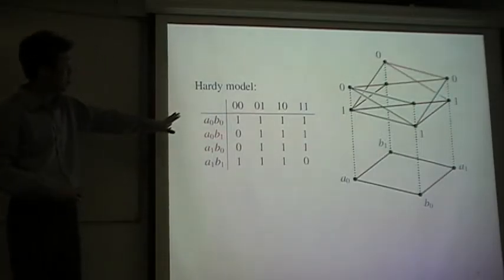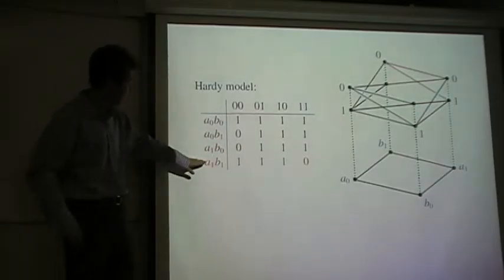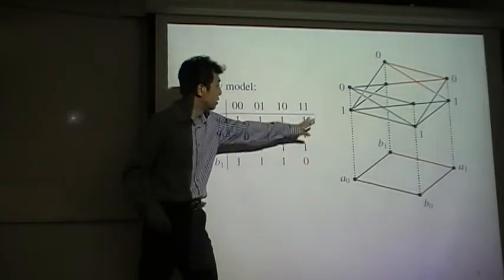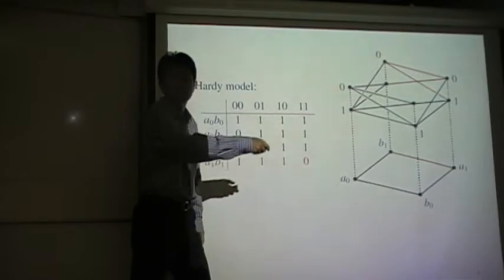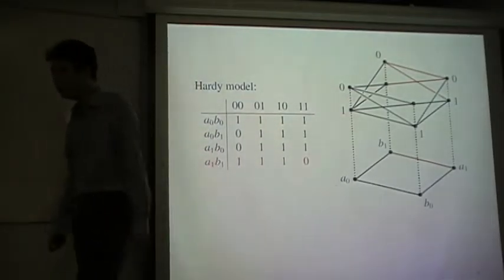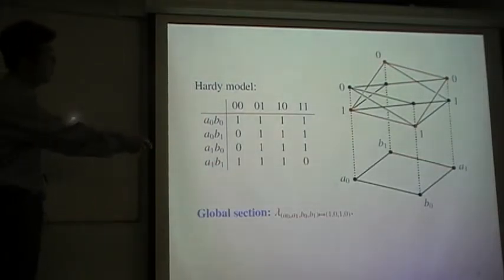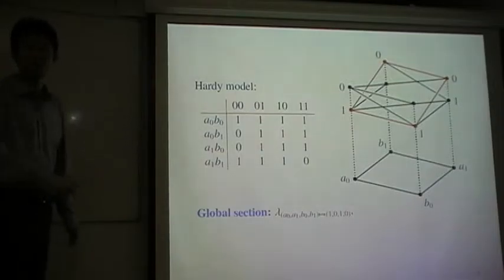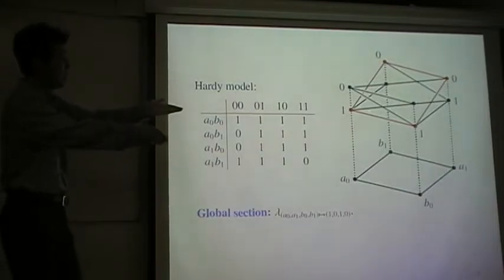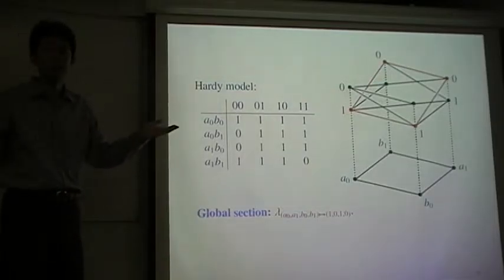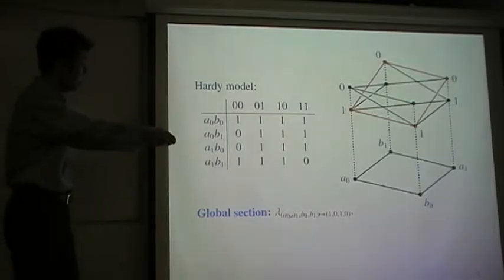Similarly here, the table says that for this measurement context, 1,1 is not possible. So 1,1 is missing. Okay, so that's good. This is the bundle for the Hardy model. Now, you can find a so-called global section, an assignment of values to all the variables that is consistent with the constraints.